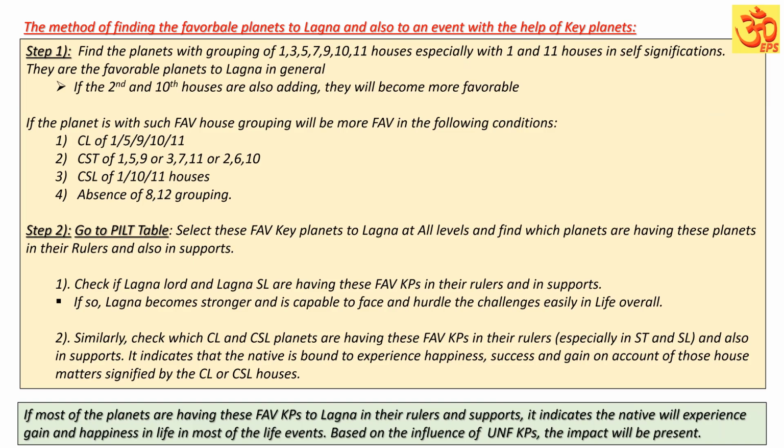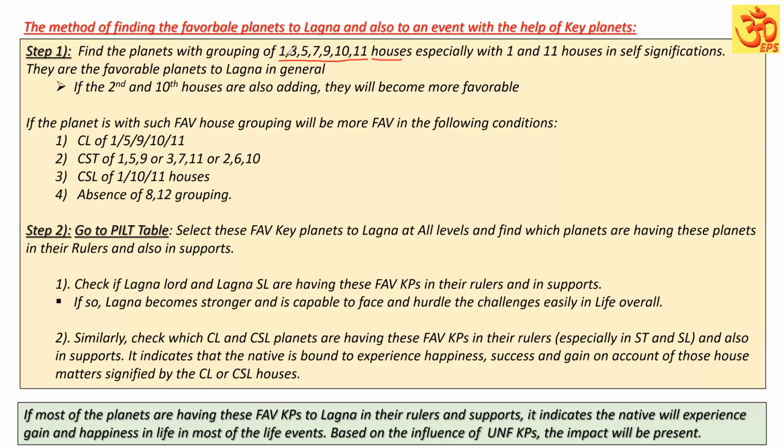How to do that? As we discussed in the previous slide, the same way we did for the unfavorable side, we have to do for the favorable. Find the planets with a grouping of 1, 3, 5, 7, 9, 10, 11 houses.